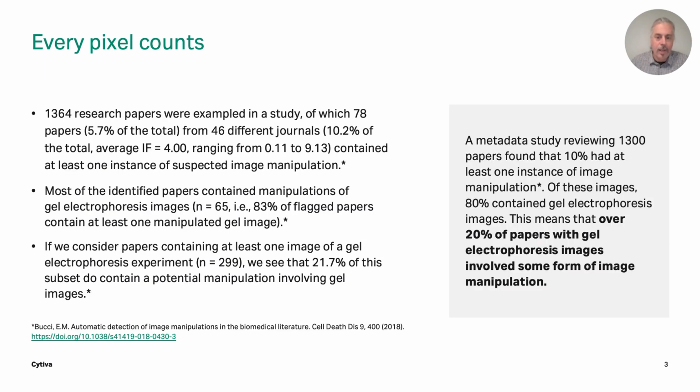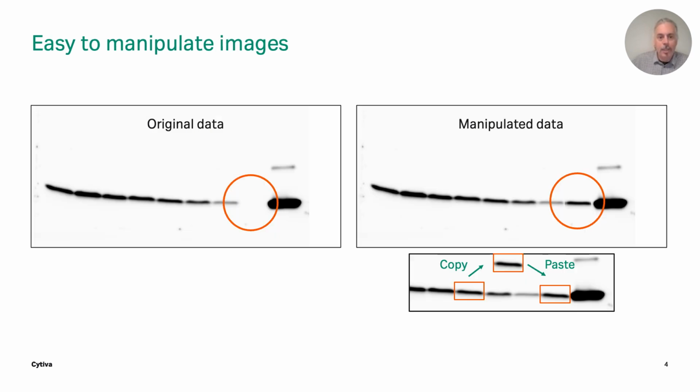In this survey, they looked at over 1,300 papers and found that 10% had at least one instance of image manipulation. And of those images, 80% contained a gel electrophoresis image. That could be a Western blot or a classic SDS-PAGE gel image. Basically, this means that over 20% of the papers that had an electrophoresis image involved some form of image manipulation. Now, it's very easy to manipulate images in something like Photoshop.